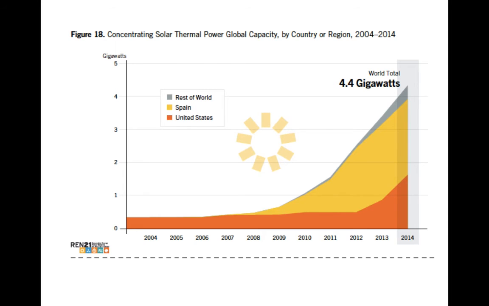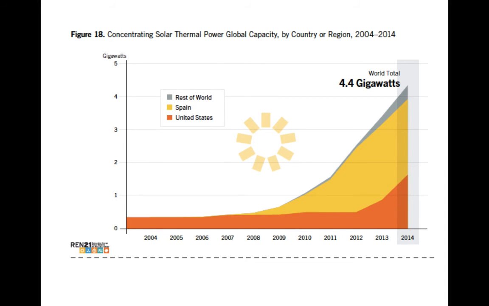When we look at concentrating solar thermal power, what you're looking at here is particularly 2 countries dominating in this particular type of technology. Spain, because down in the southern part of Spain, where there's a significant amount of solar radiation, there are several projects that were famously installed there. The United States following closely behind.